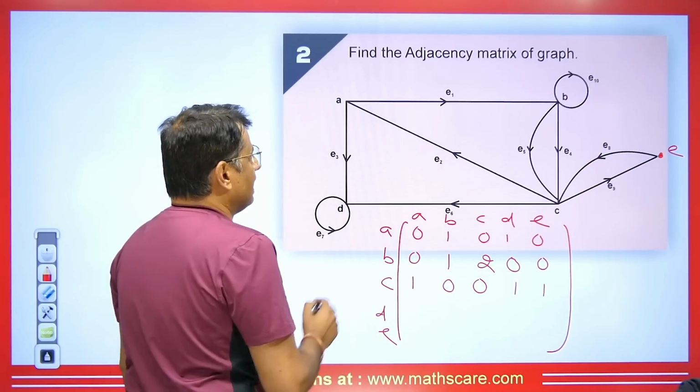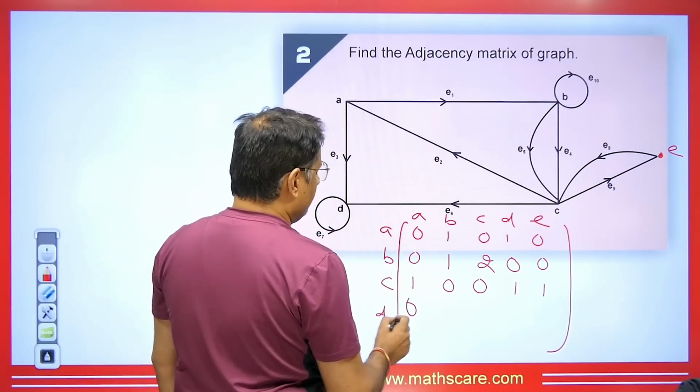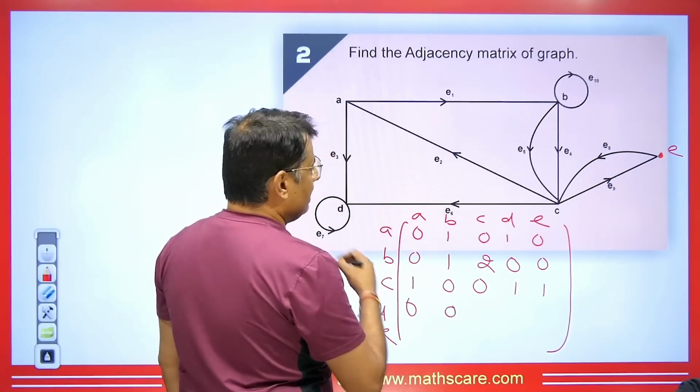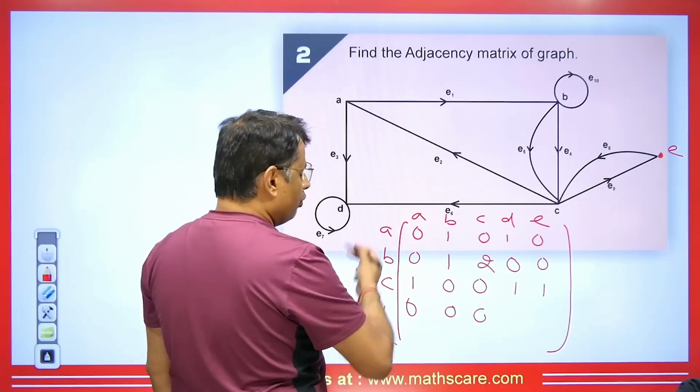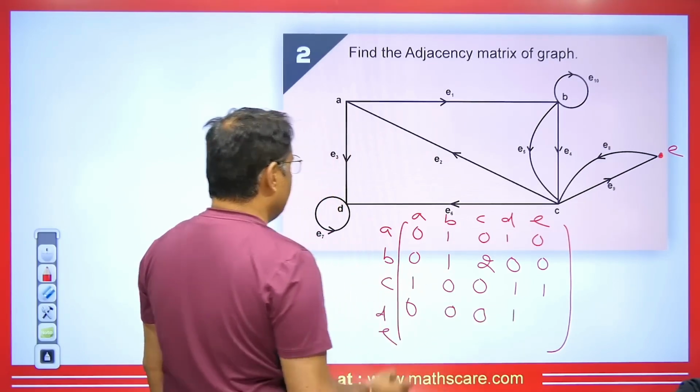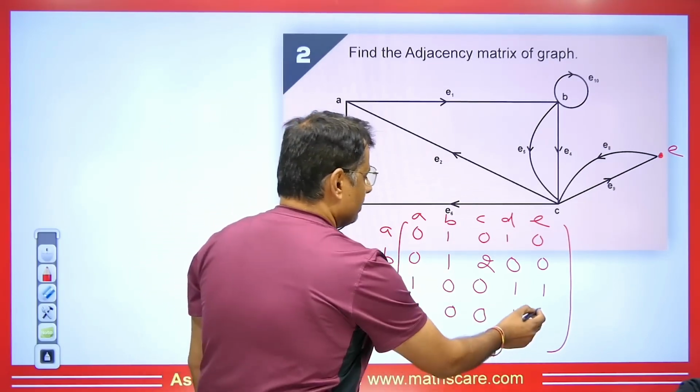Is D going to A? No. Then write 0 here. D goes to B. No. Then write 0 here. D is not going to C. Write 0. D is making a self loop. Write 1 here. D is not going to E. So this will be 0.